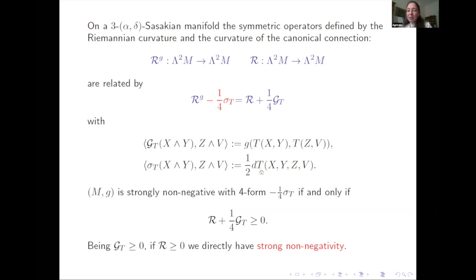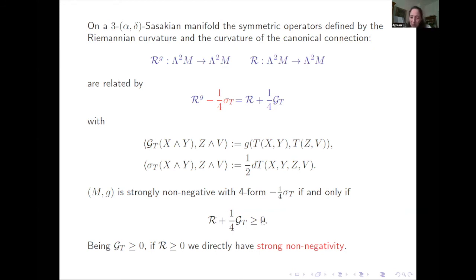If you're dealing with connections with skew torsion, dT and sigma T appear everywhere. If you ask anybody working in the area, give me a canonical connection with skew torsion and a four form, this is the four form they will give you. So this was a natural candidate to look at. And the observation is that the difference is just the canonical curvature operator plus a difference tensor coming from the torsion, so you see that it is going to be strongly non-negative with this four form if this operator is non-negative.